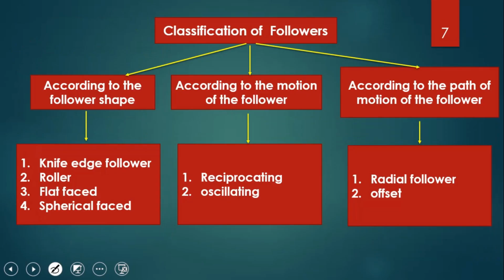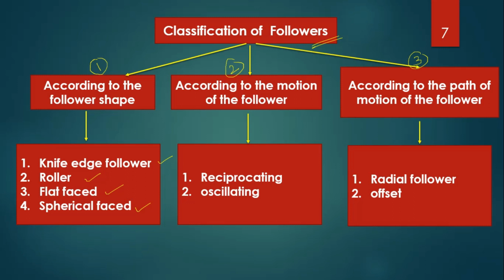Switch over to the next. Yes, classification of followers. In the last slide we discussed classification of cams, whereas here we discuss the classification of followers. Classification of followers is majorly divided into three: according to the shape of the follower, the motion of the follower, and the path of motion of the follower, right? According to the follower shape, four different follower shapes are there: knife edge follower, roller follower, flat follower, and spherical follower, or spherical faced follower. Here, according to the motion of the follower, two categories are there.